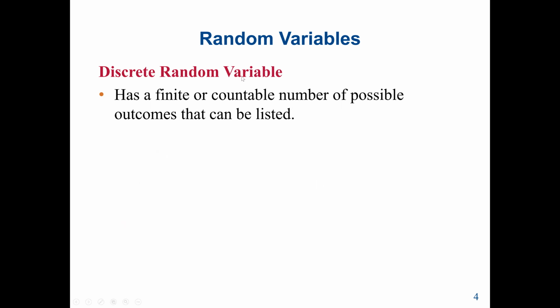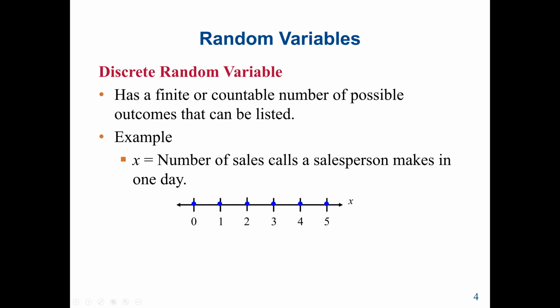So a discrete random variable has a finite or countable number of possible outcomes that can be listed. So an example, again, is the number of sales calls a person makes in 1 day. It can be 0, or it can be 5, or it can be 3, 2, etc. So a discrete random variable is based on counting.